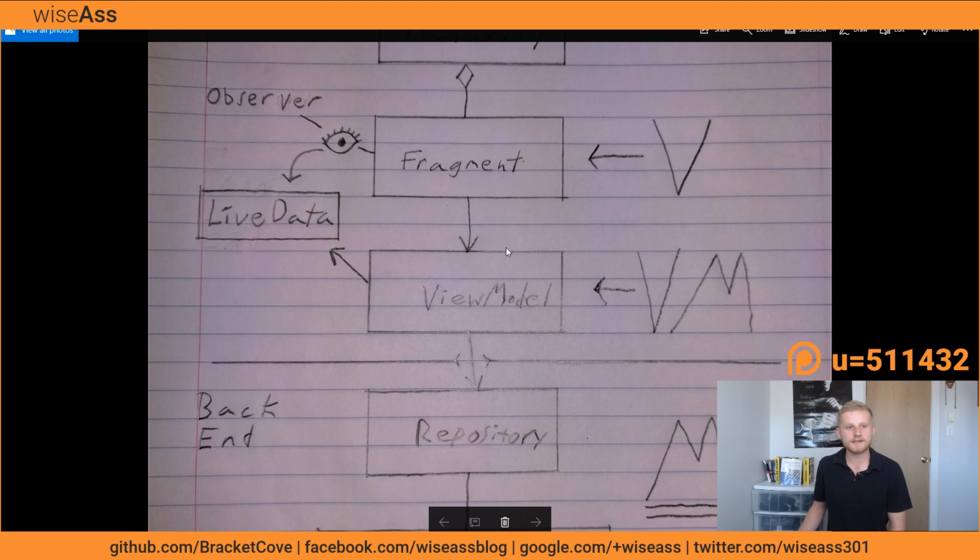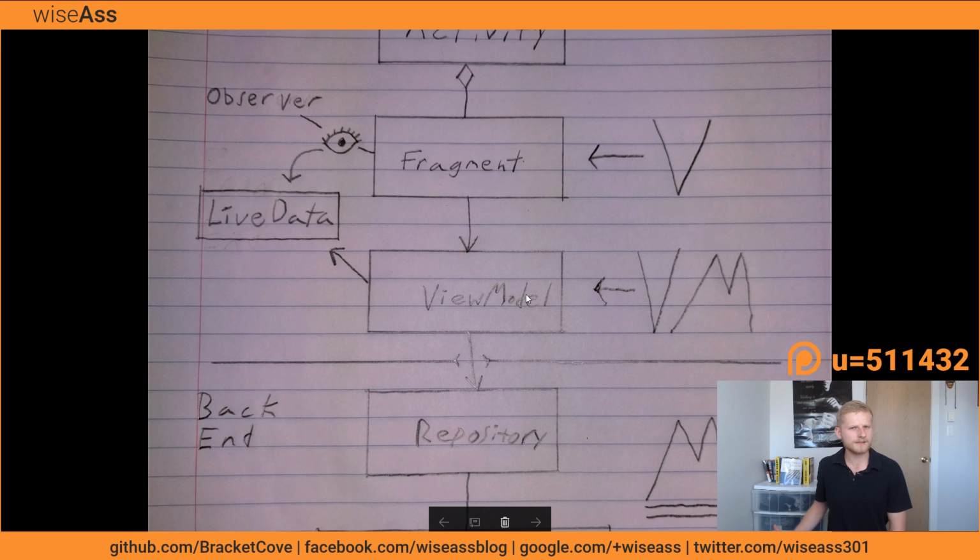The only difference is that in Model View View Model, the view model may not have reference. It may not depend upon a view. It can't have an arrow here. Now you might ask the question, well, how does it communicate back to the fragment then? The fragment can talk to the view model, but the view model can't talk to the fragment or the view.